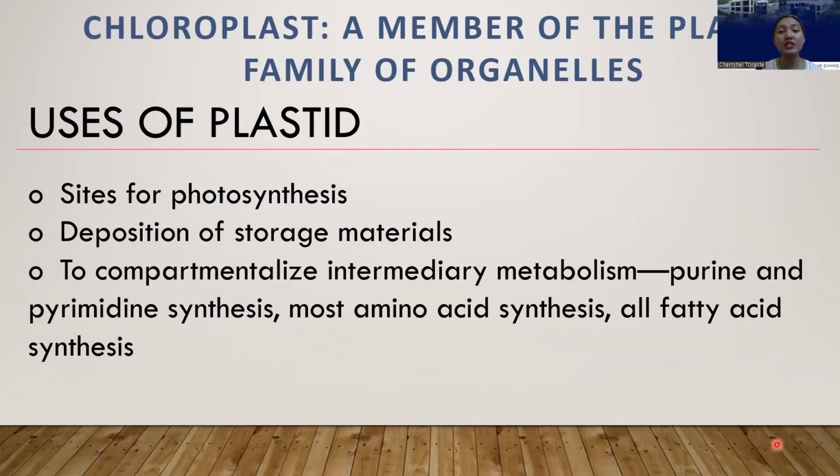So what are the uses of plastids? Of course, one of the forms of plastid is chloroplast, and chloroplast is the site for photosynthesis. In addition, it can also be a site for storage, so where you store your materials. And then they can also be used to compartmentalize intermediary metabolism, like for example purine and pyrimidine synthesis, which are the nitrogenous bases, the ATCG. And then most amino acid synthesis and all fatty acid synthesis. So the eleoplast is used to store esters, and the proteinoplast is used to store amino acids or proteins.